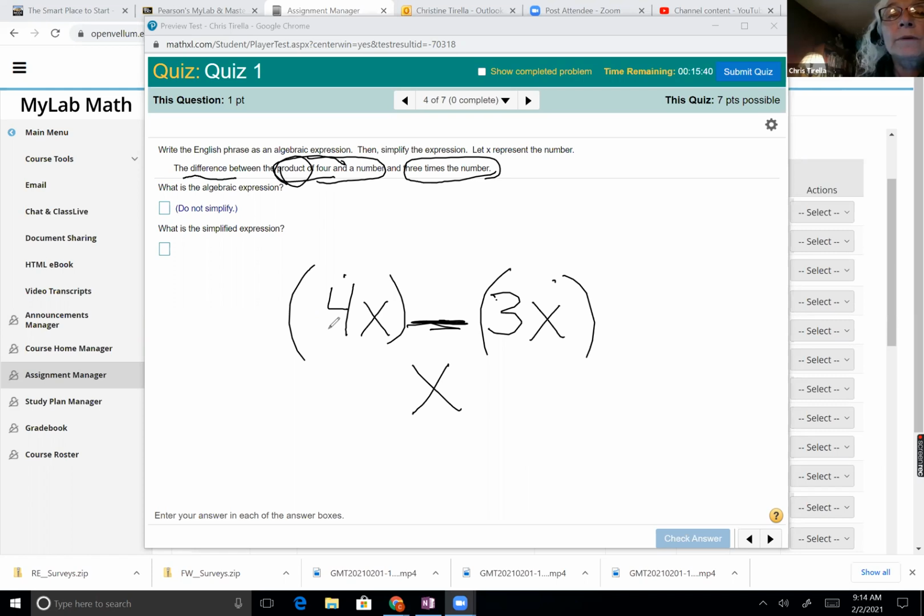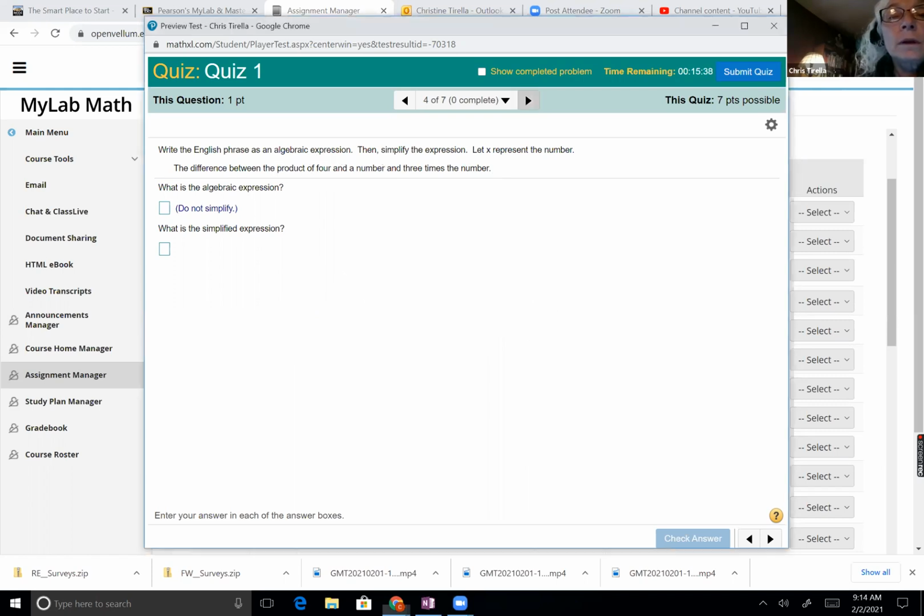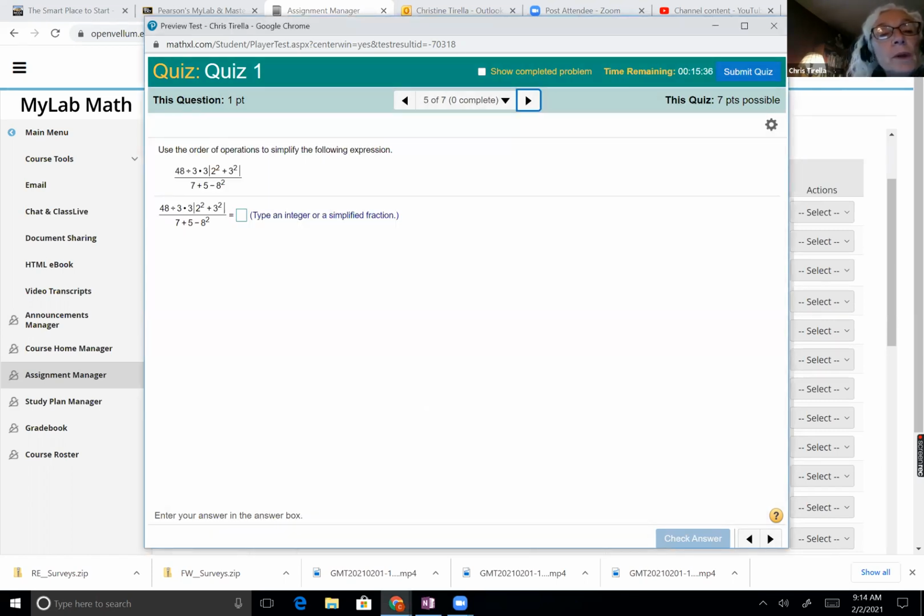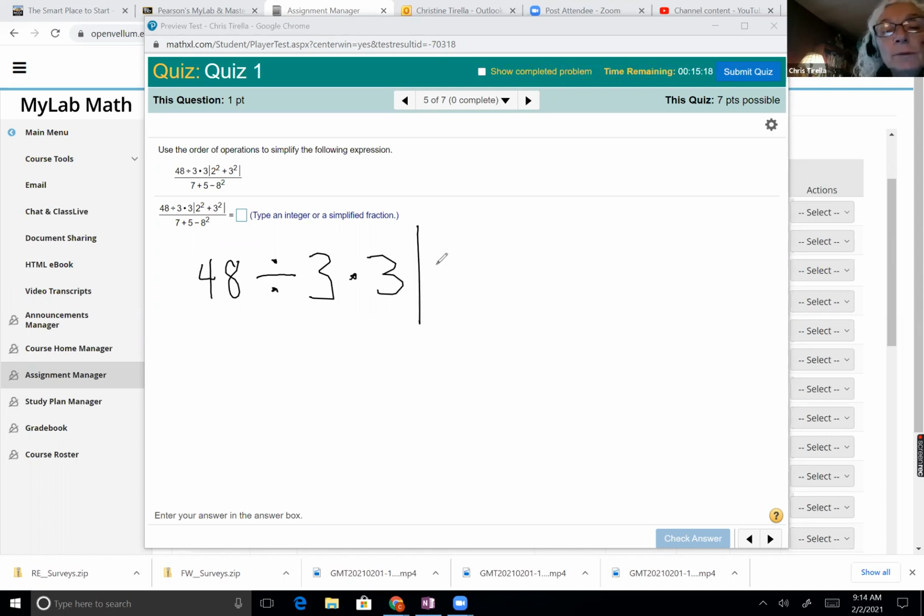So clearing that one. Next, use the order of operations to simplify the following. So we have 48. There are a lot of people that I think need glasses because a lot of people change that division into addition. That's division. 48 divided by 3 times the absolute value of 2 squared plus 3 squared.